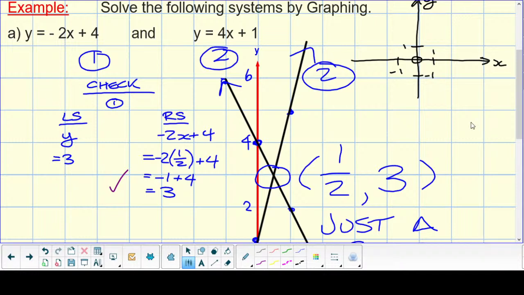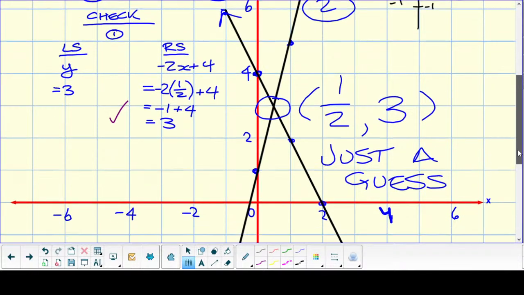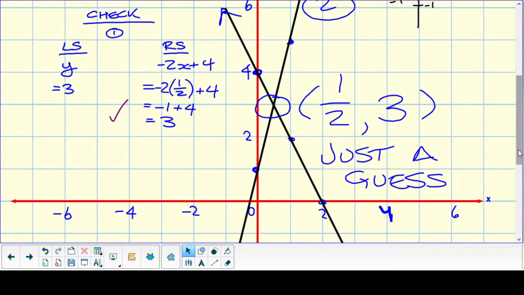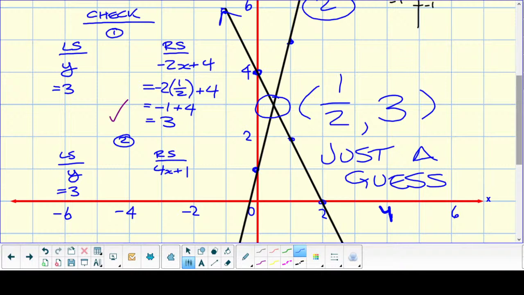All right, now here's the thing. This only proves that the point 1/2, 3 is on line 1. Does it say it's on line 2? It has nothing to do with line 2. So now I have to do the same thing for line 2. So I write 2 down here, left side, right side, Y, 4x plus 1, 3, 4 times 1/2 plus 1, and that's 3.